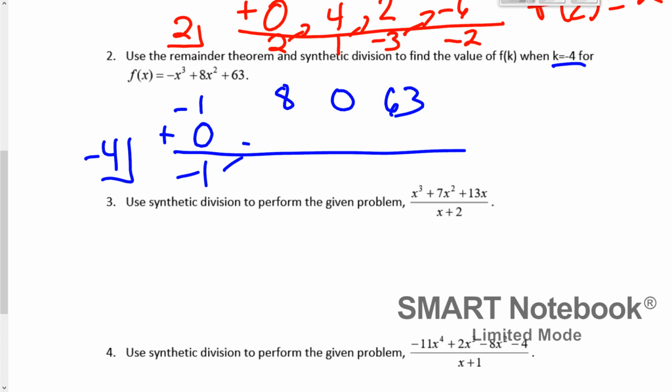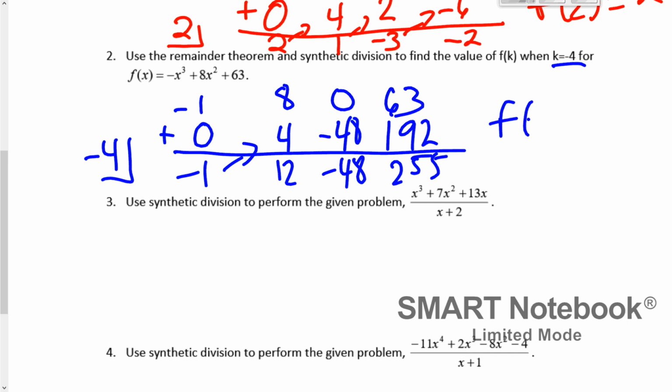Negative 1 times negative 4 is positive 4, we get 12. 12 times negative 4 is negative 48. Negative 48 times negative 4 is 190 something, I believe. 192, I believe. Yep, 192. So 192 plus 63 is 255. So f of negative 4, that means my x is negative 4, and my y, the remainder, is 255.